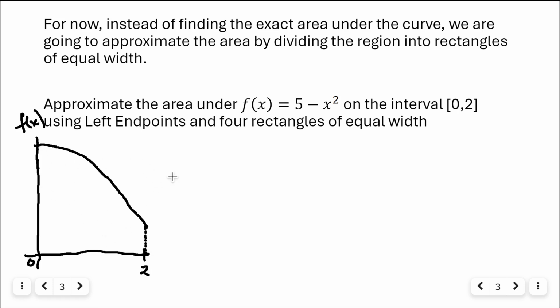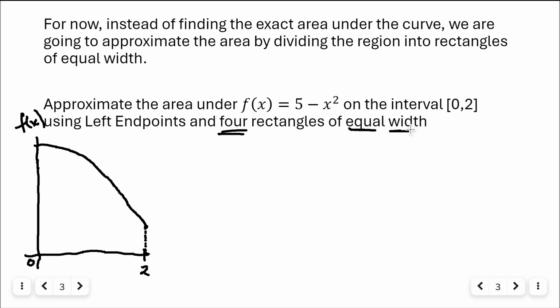And what we're going to do is divide this region into rectangles of equal width. So we're going to divide up this from 0 to 2 into equal parts. The first thing we're going to do is approximate the area underneath this function, 5 minus x squared, on the interval between 0 and 2, using what we call left endpoints or a left Riemann sum. We'll learn much more about Riemann coming up. And 4 rectangles of equal width.